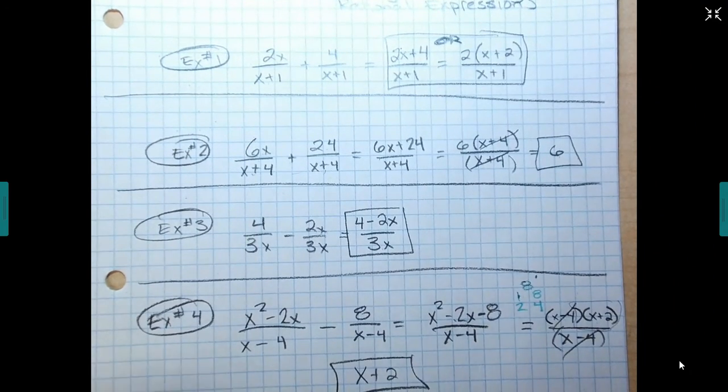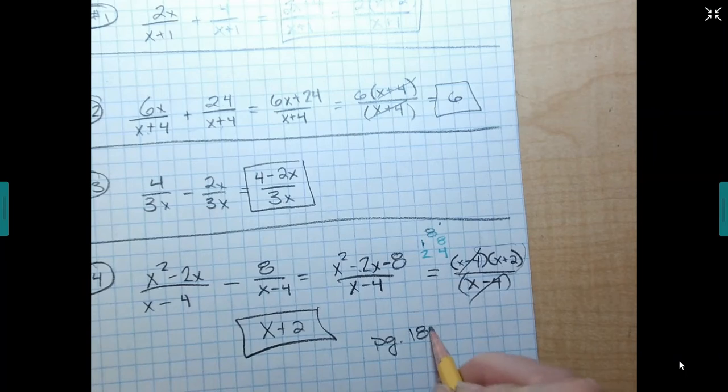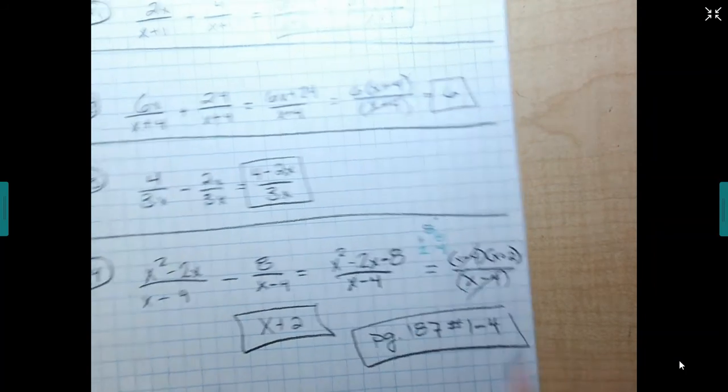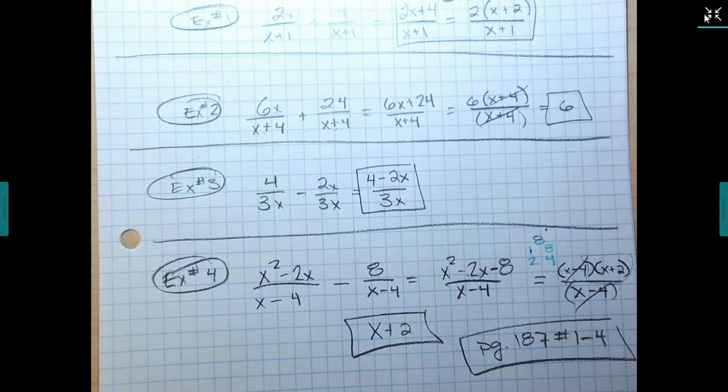If you have any questions, your homework is simply page 187, numbers 1 through 4. Page 187, numbers 1 through 4. Now check in Canvas and just make sure that's the assignment. That is the full assignment. There you go.